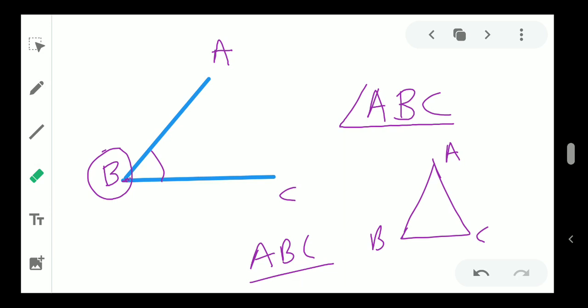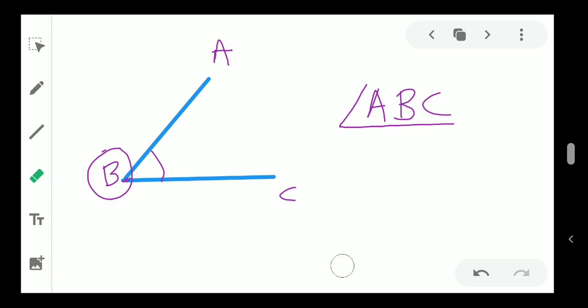But how to then differentiate angle and triangle? So for that we have to give this symbol. Okay, so basically you have to write the alphabet which is the intersecting point, that means where the angle is, that you have to write in the middle. Okay, and other alphabets you can write in either sides, any of the sides.